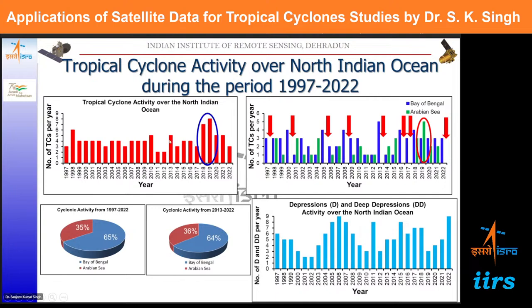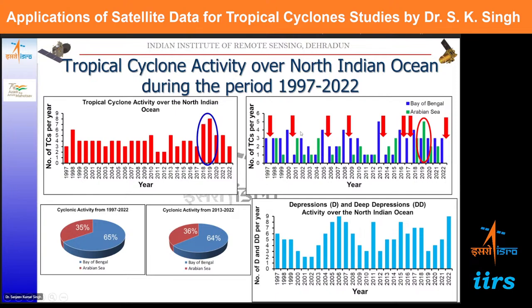If you see this bar, in particular years like 2018 and 2019, the formation of tropical cyclones was slightly higher as compared to the other years. This increase in 2019 and 2018 is because of the larger number of tropical cyclones in the Arabian Sea as compared to the Bay of Bengal. So more tropical cyclones formed in the Arabian Sea than in the Bay of Bengal. That's why this number has increased.